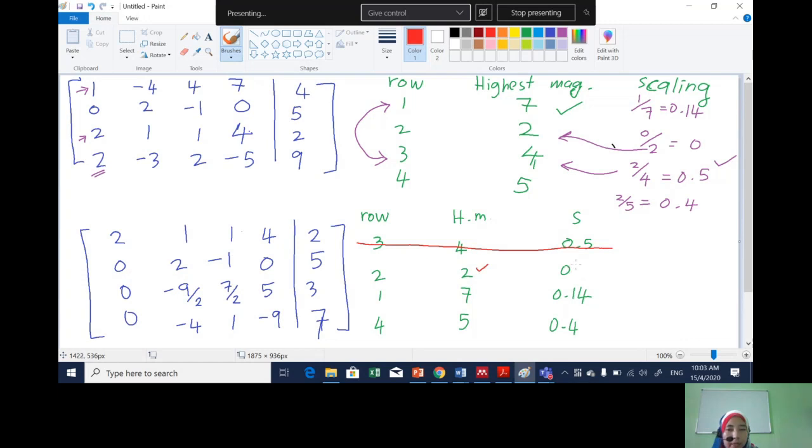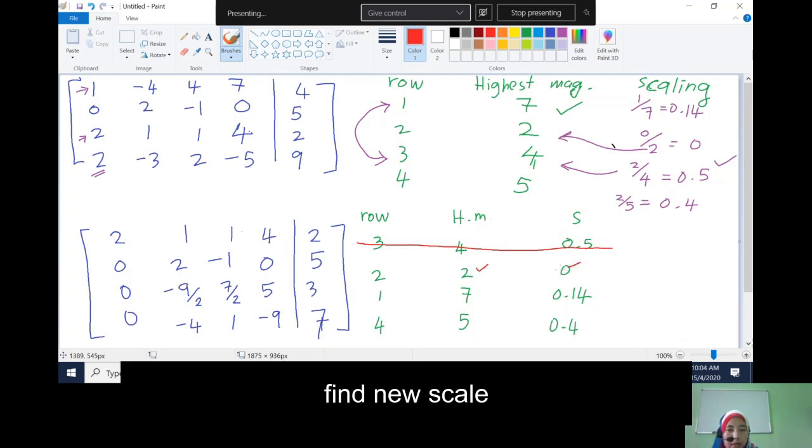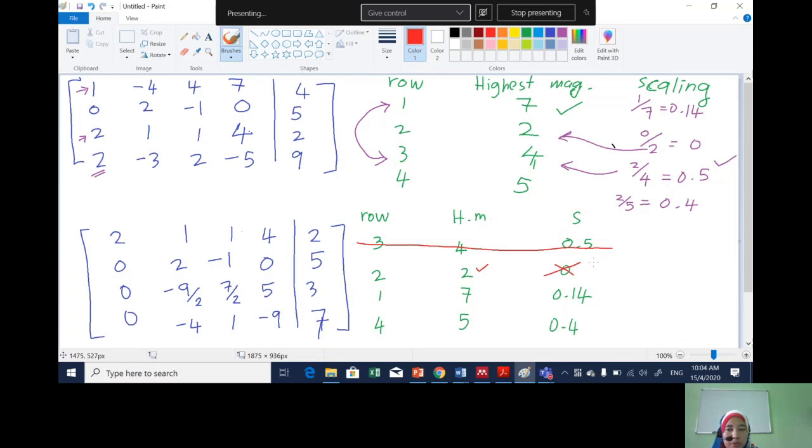Okay, you have to update the new scaling. Update, so I'll just cross it. The largest magnitude here is 2. So the new scaling is this number divided by the magnitude. So we have 2 divided by 2, correct? Equal to 1. The one that we divide at the denominator always means the largest or highest magnitude.